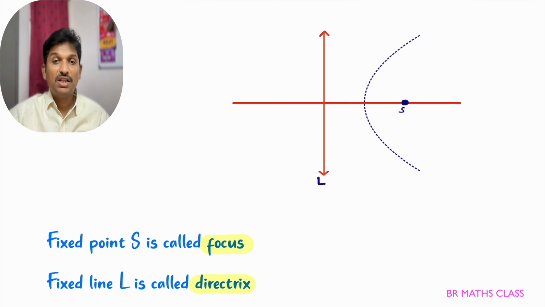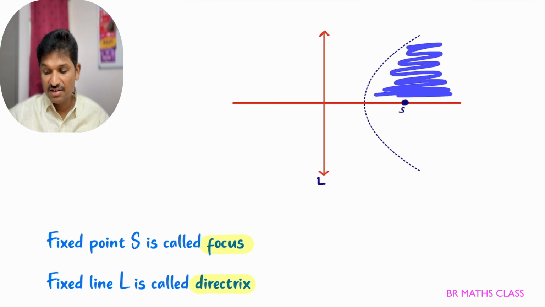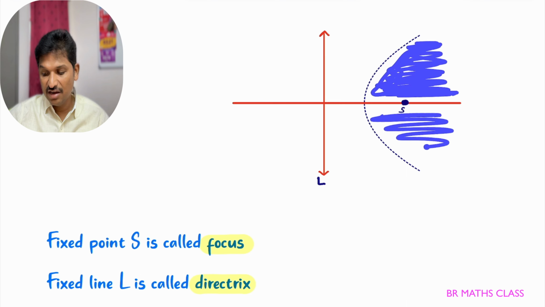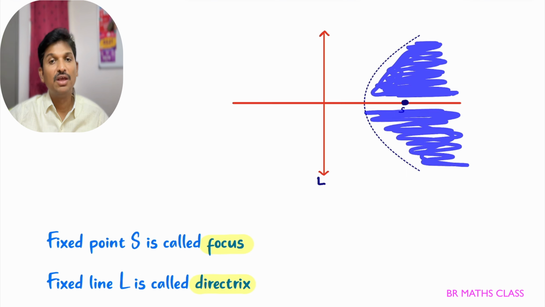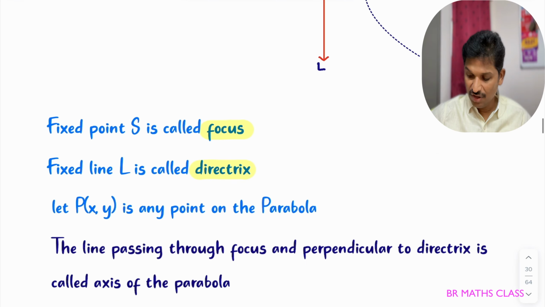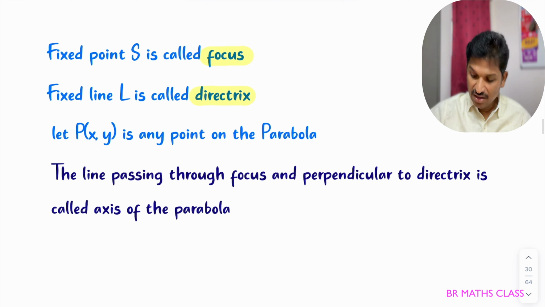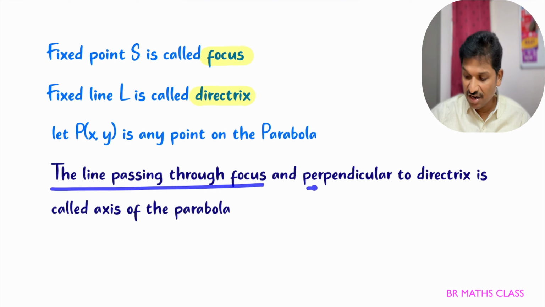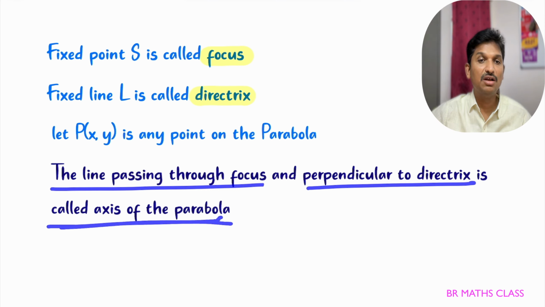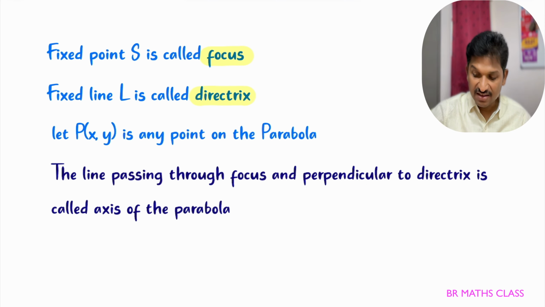One more important thing about this axis is that the parabola is symmetrical about its axis. That means whatever area you are getting here, that area and this area are both the same. A parabola is always symmetrical about its axis, right? Now you see here, the same points are written. The line passing through the focus and perpendicular to the directrix is called the axis of the parabola. Now you know what is the axis.